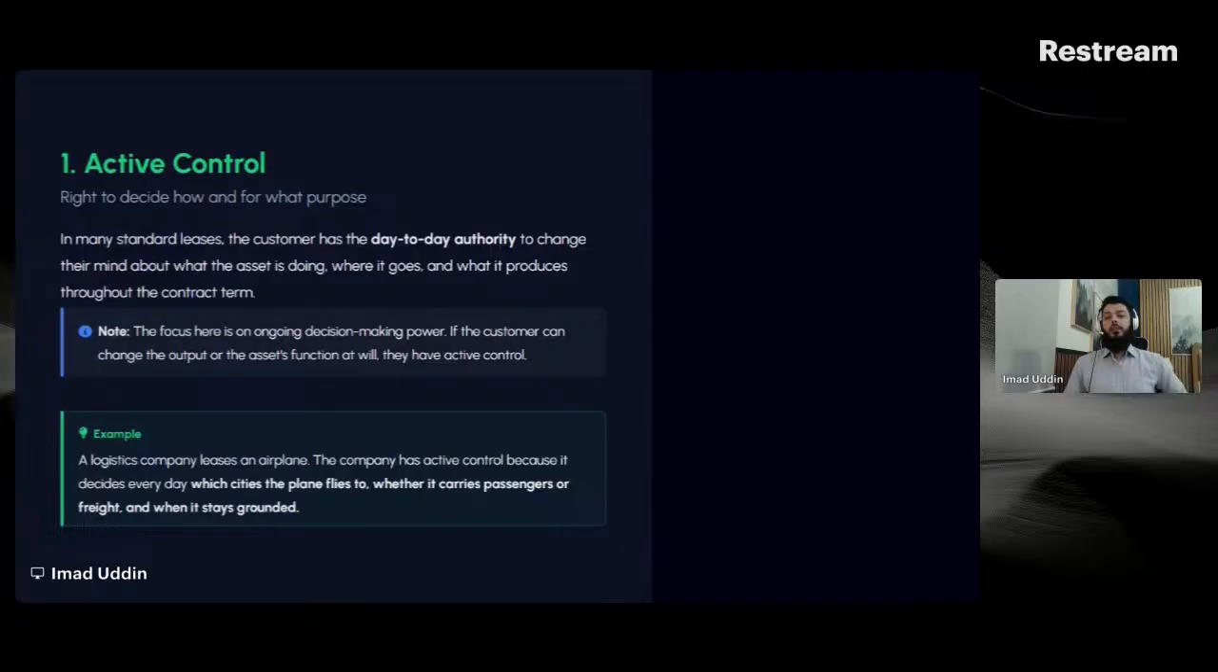Now, a logistics company leases an airplane. The company has active control because it decides every day which cities the plane flies to, whether it carries passengers or freight, and when it stays grounded. So a logistics company can have the right to control the asset if it can decide what to do with it. Even though, as we learned earlier, there could be scope restrictions as to which routes the plane can fly, it will still decide what to carry on it, for example.